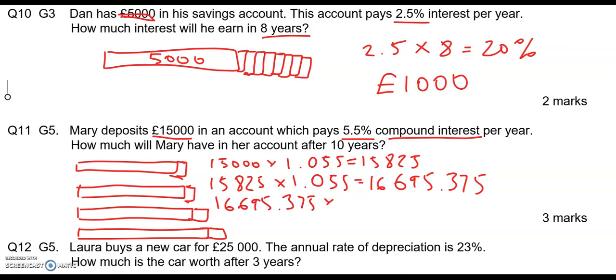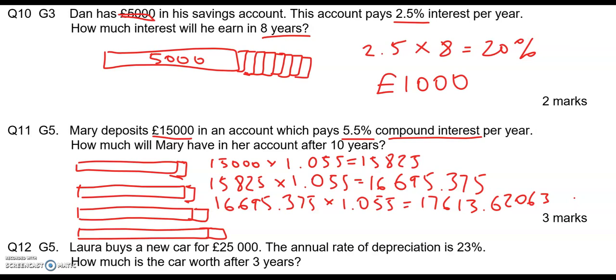And for the third year, that would have 16,695.375 times 1.055 equals 17,613.62063. So we can continue this process and get to the 10th year, because this has gone only up to the third year. You can see that this takes time. I just went through it to show you the difference.